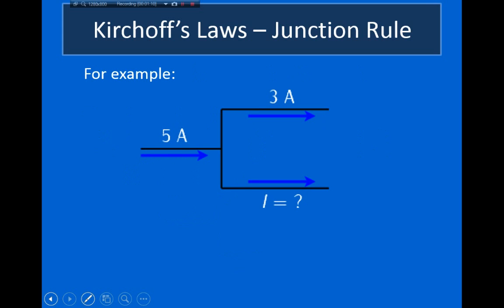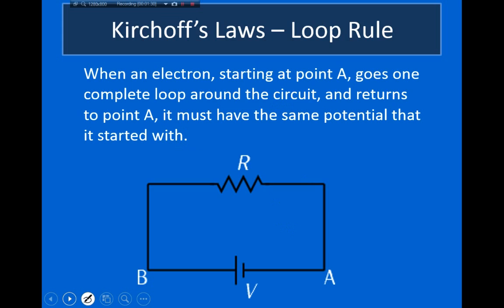So for example, I have a junction right here which has 5 amps flowing into it. So looking at this, because there's 5 amps flowing in, and there's 3 amps flowing out through this branch, we can see that the bottom branch of the circuit must have 2 amps flowing through it, so that the current that flows into the junction is equal to the current flowing out of the junction.